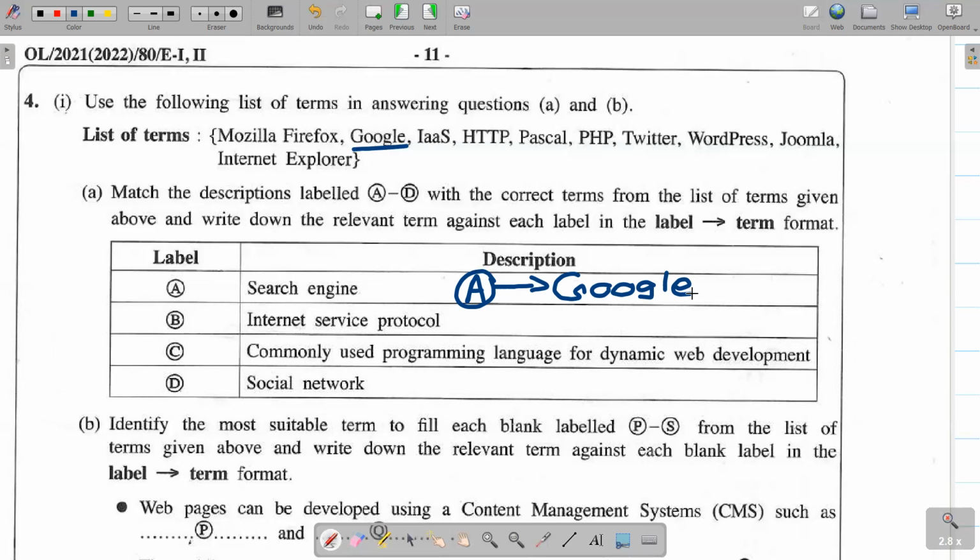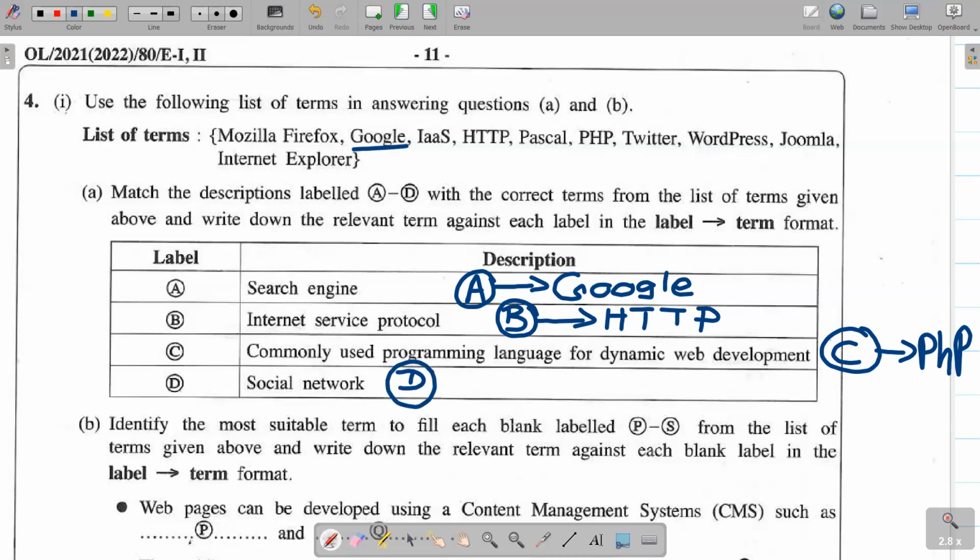Internet Service Protocol. So when you are using the internet, you can have different kinds of protocols. What we can find here is HTTP, Hypertext Transfer Protocol. C, commonly used programming language for dynamic web development. So for dynamic web development, we use programming languages like PHP. Right? So for C, PHP. Social network, that's the easiest one. For D, it's going to be Twitter.